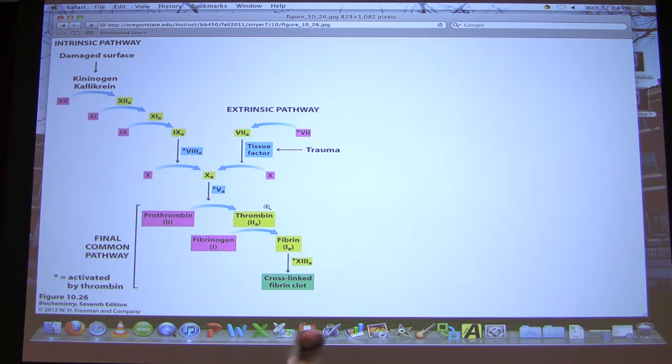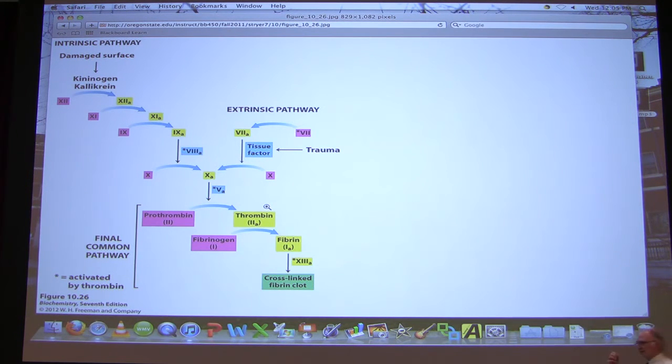By the way, most of these on here are proteases. One protease activating another protease, activating another protease, and that last protease, which happens to be thrombin, is going to convert the clotting material from an inactive form to an active form, meaning that the clotting material will start to make a polymer. So once this gets converted to fibrin, fibrin is a self-assembling polymer.